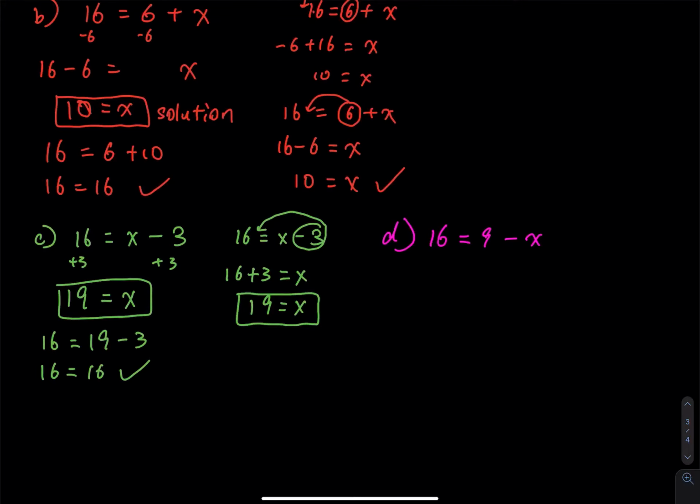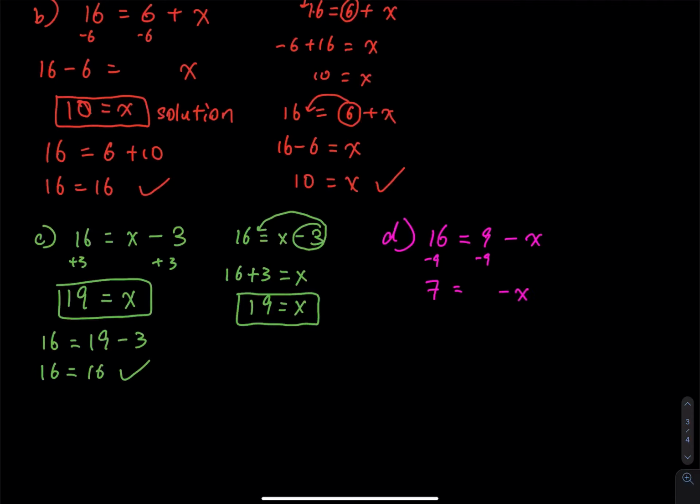So this one is actually more than one step. So here is how I do it. There are two ways to do it. First, you subtract 9 on both sides, minus 9 minus 9. 16 minus 9 is equal to 7, right? 9 minus 9 is equal to 0. But we have 7 equals to minus x.